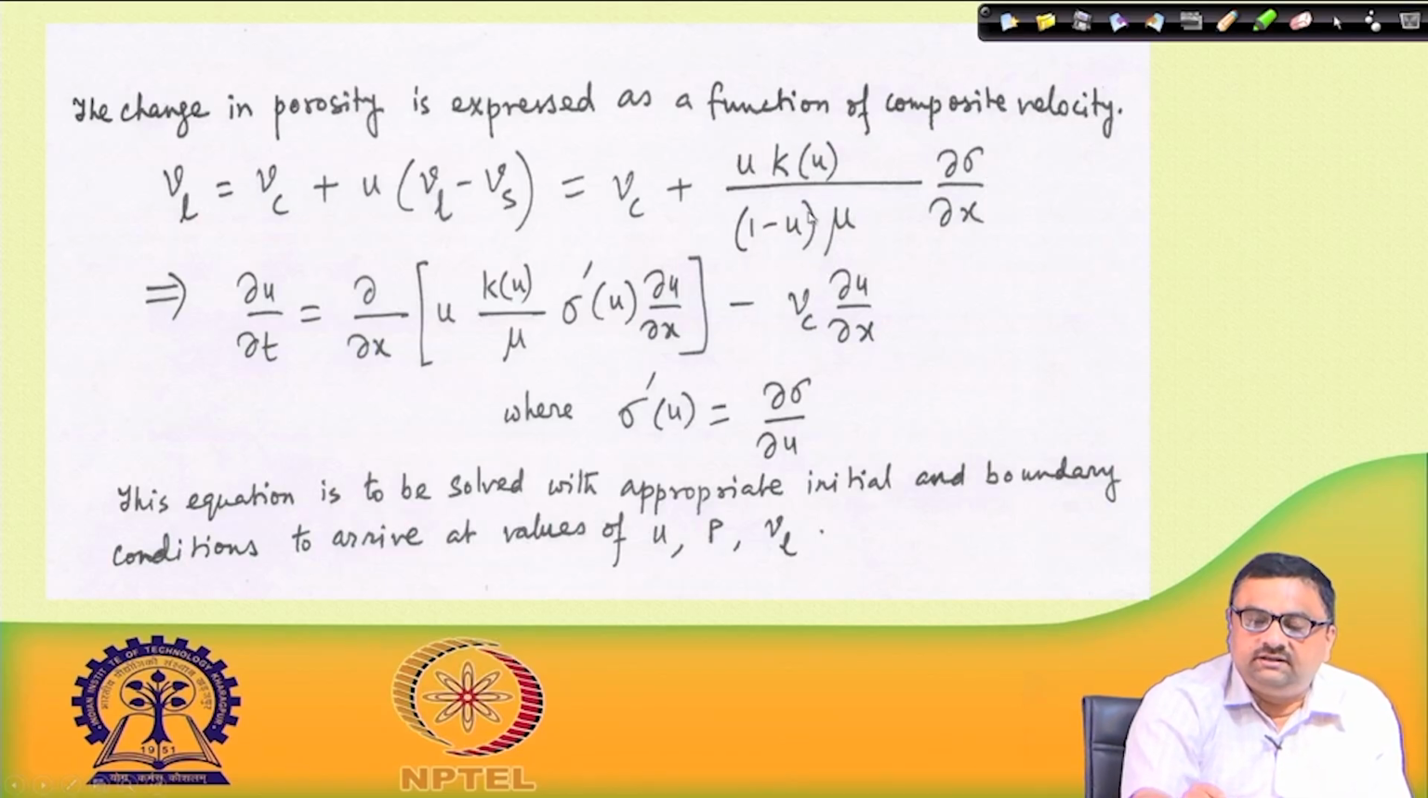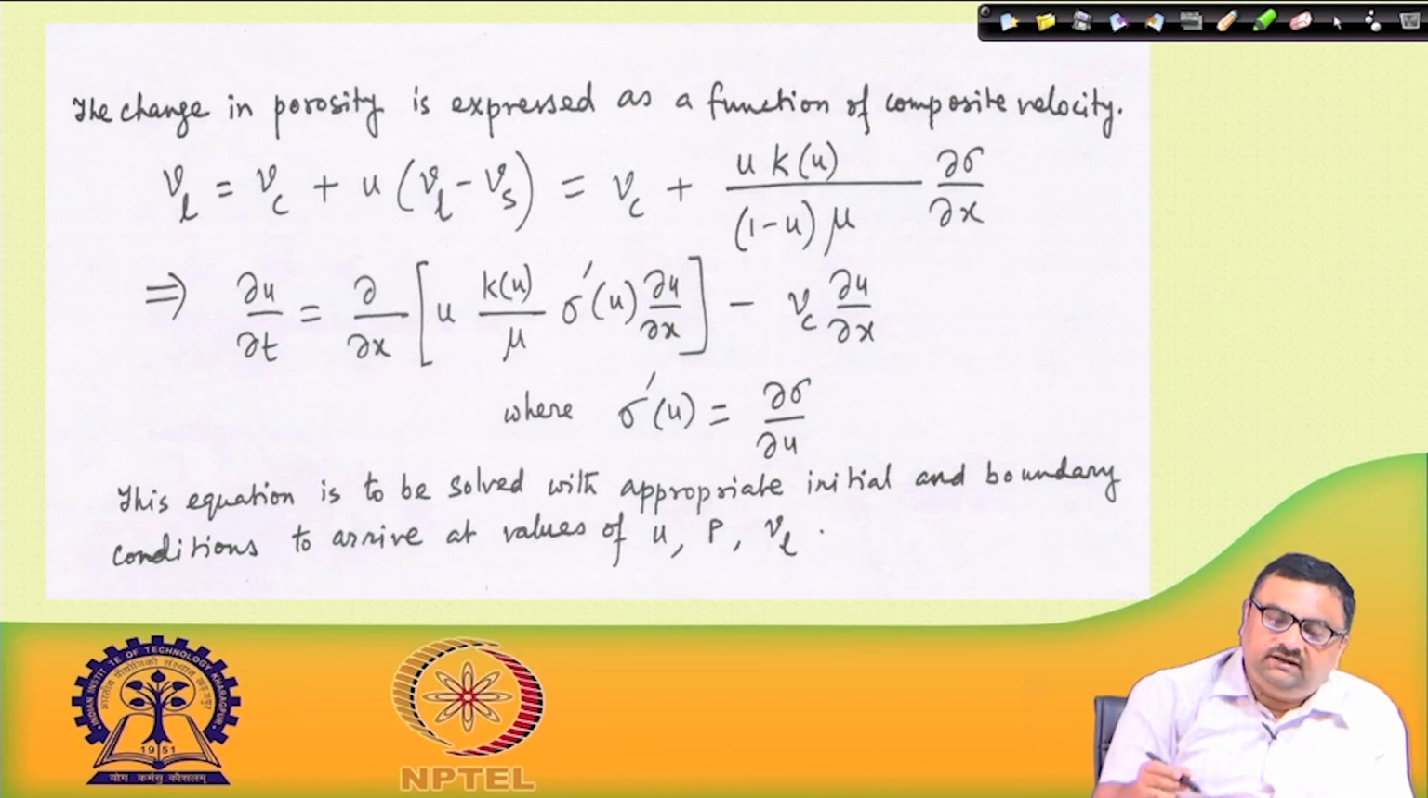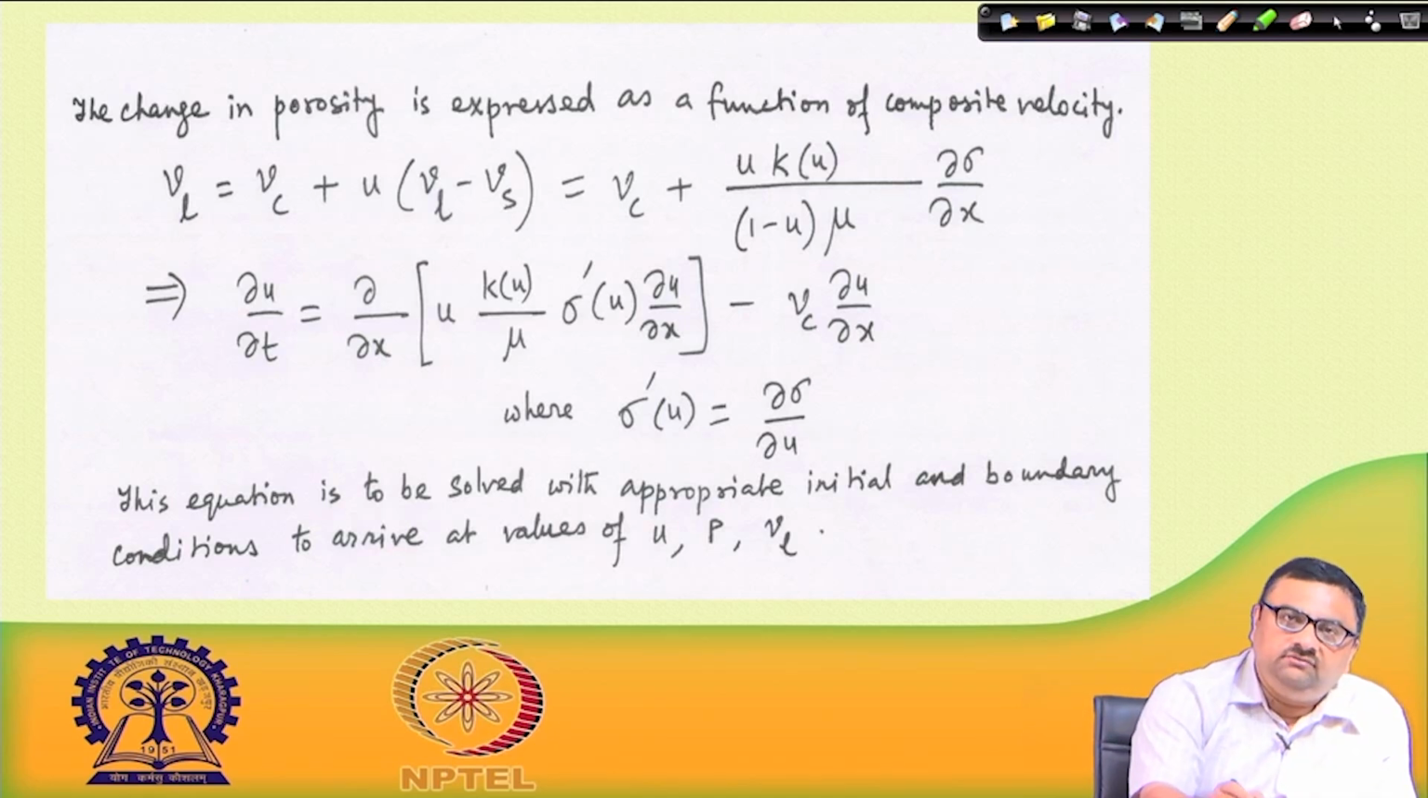So, that is why V L minus V S was minus k by mu del P del x. It now became plus k by mu del sigma del x, and this u term is remaining there, and 1 minus u because it is interstitial velocity. Now they have worked on this further, in the sense they have defined sigma prime u as del sigma del u. Then del sigma del x is written as del sigma del u del x. So, this is broken up, and now we arrive at an equation.